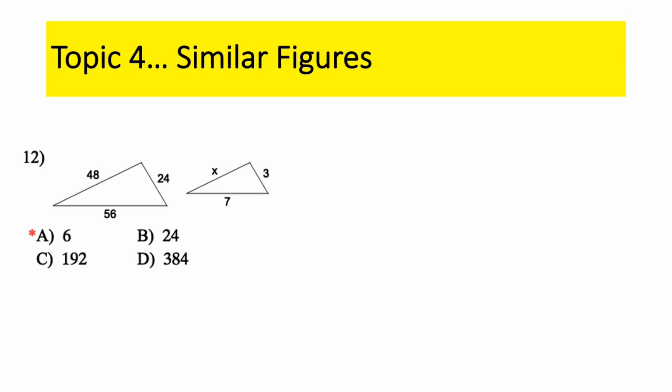Similar figures. Remember, these are two shapes that are not the same size, but are in similar proportions. So this is an application of proportions. How do you do this? You find the unknown side. Notice the unknown side there is X. It's on the small triangle. What side corresponds to it on the large triangle? That would be 48. So your fraction is X over 48.